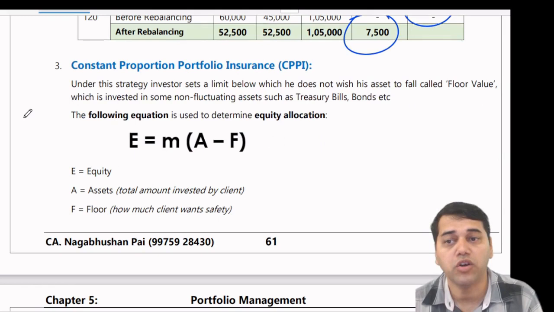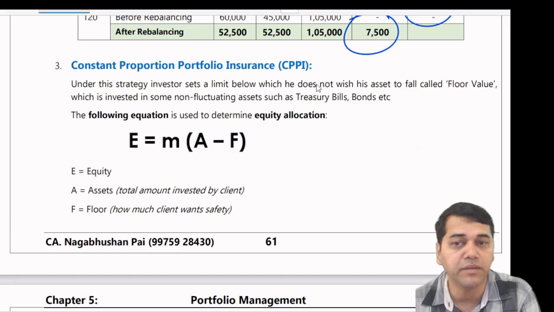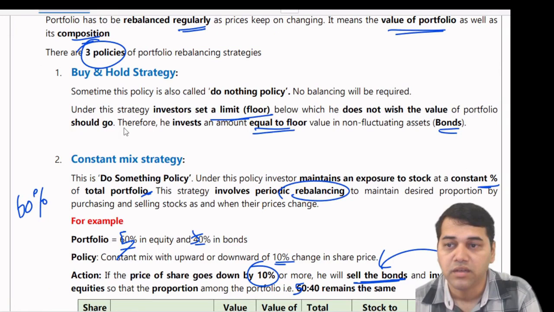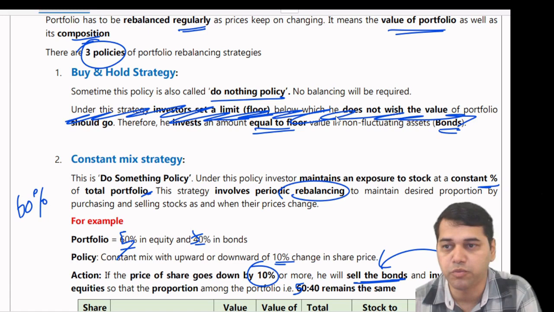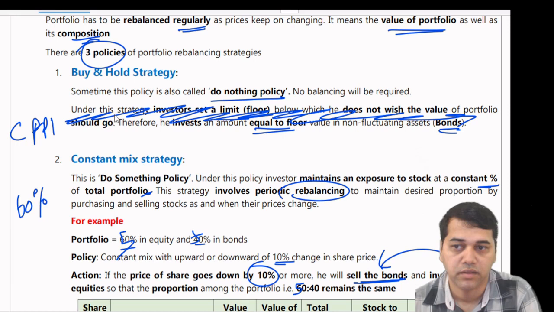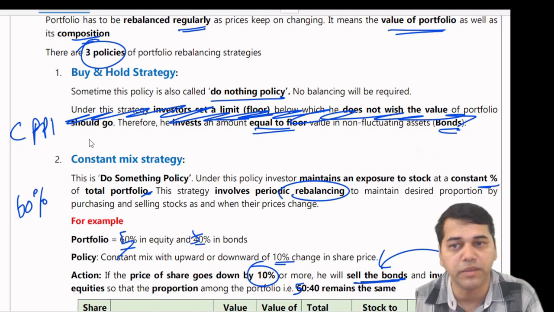Now, constant proportion portfolio insurance, another technique. Under this technique, you set a limit below which you do not wish the asset to fall. Sorry, here I missed it. This is not this. This is the do nothing policy. This portion you can remove it. Actually, this portion is related to the constant proportion portfolio insurance policy, CPPI. When copying, it must have gone here. If it is there in the study material also, please ignore it.